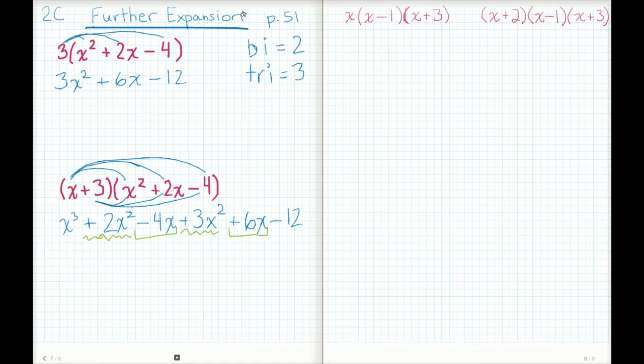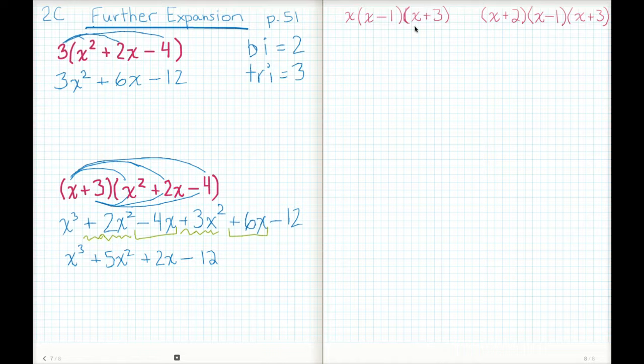Okay, switching back to blue. So we have x squared, sorry, not x squared, x cubed out front. Then the x squared terms, 2 plus 3 is going to be 5x squared. Minus 4x plus 6x is plus 2x. And then minus 12. All right, that's all there is to it.